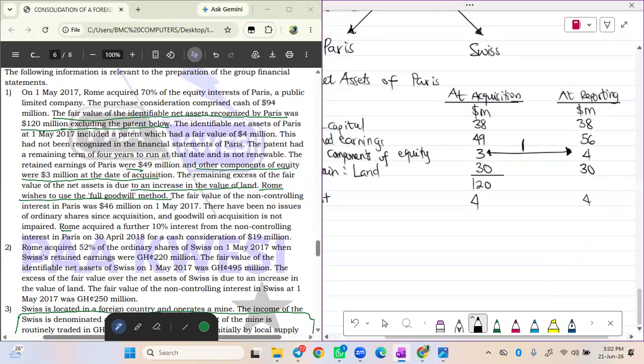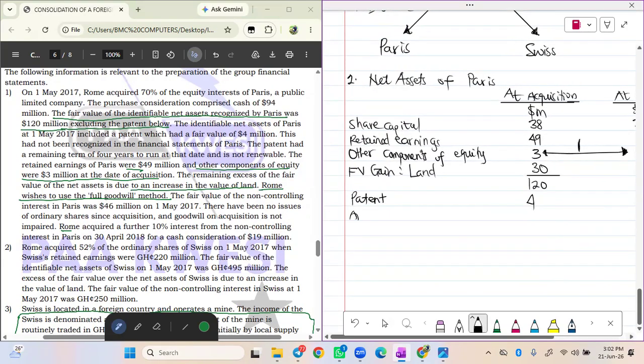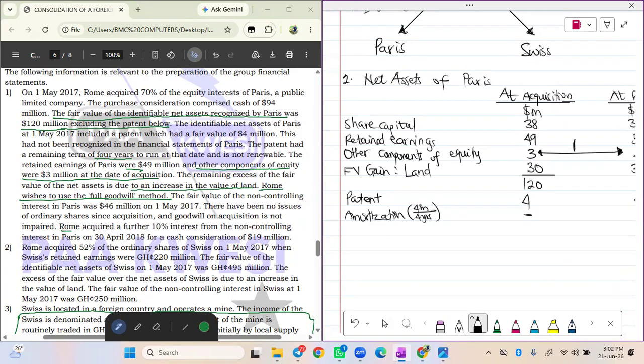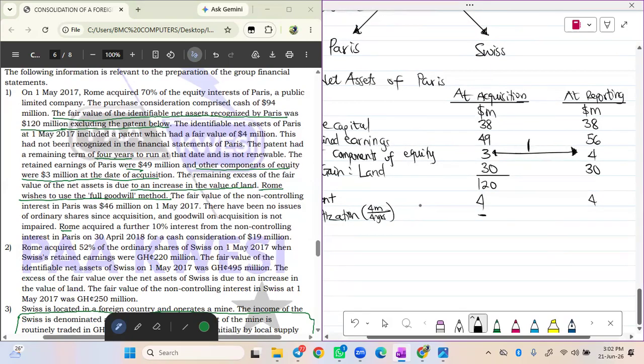When we are done, we calculate what? Amortization, intangible assets. We amortize it. So we are saying it will be used over 4 years. All right. So the patent had a fair value of 4 million. This had not been recognized in the statement of financial position. The patent had a remaining term of 4 years to run at that date, and it is not renewable. So it is 4 million over 4 years. So what will be the amortization? Amortization is only treated at reporting.